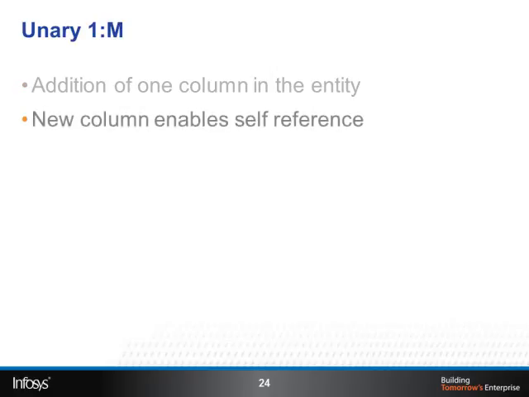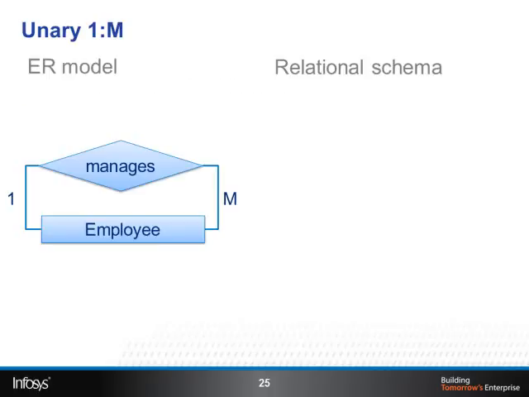Conversion of 1:m unary relationship works much in the same way as for 1:1 unary relationship. When converting a unary relationship of cardinality 1:m, a new column is added to the involved entity. This column references its own primary key to enable self-reference. Consider the scenario: employee manages employee. The entity employee has a 1:m relationship, manages with itself.